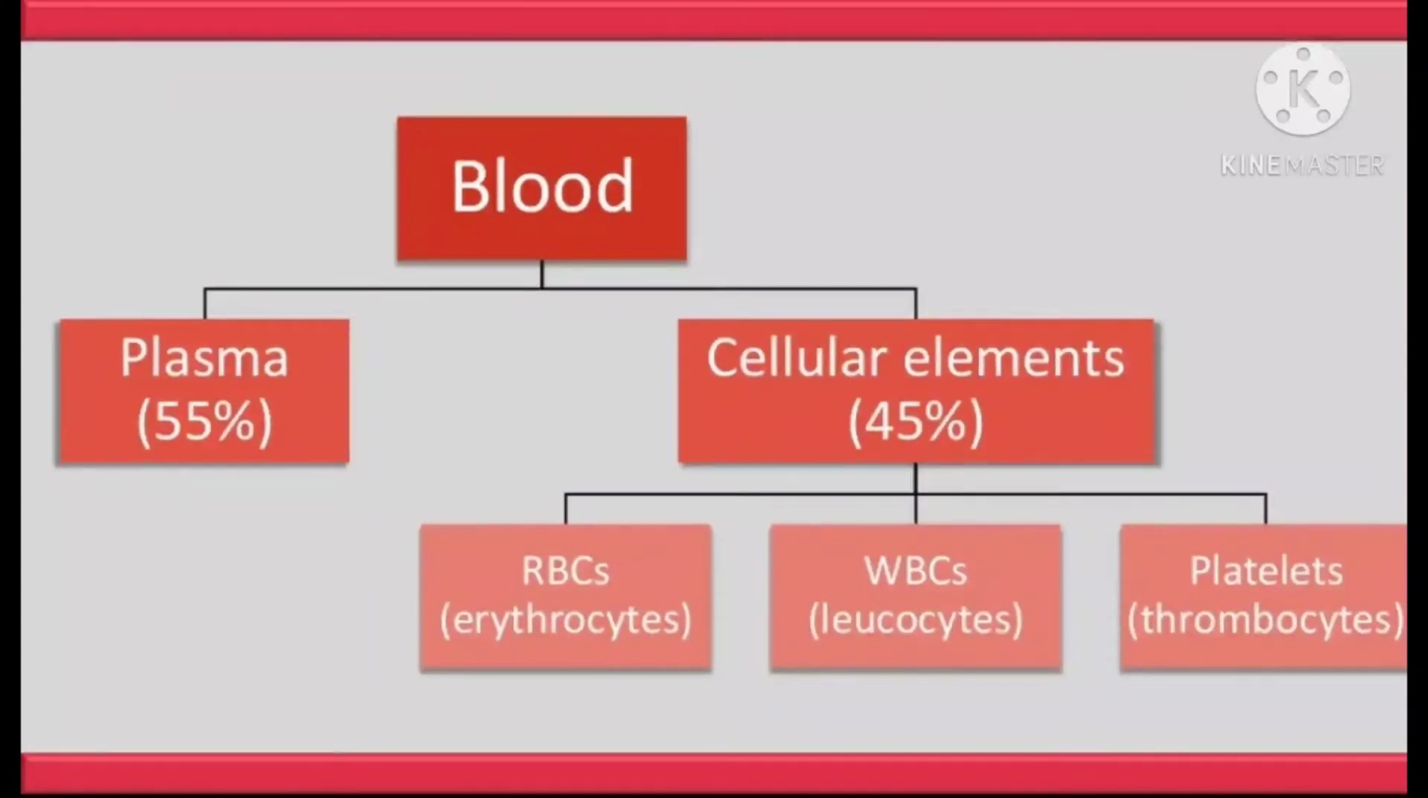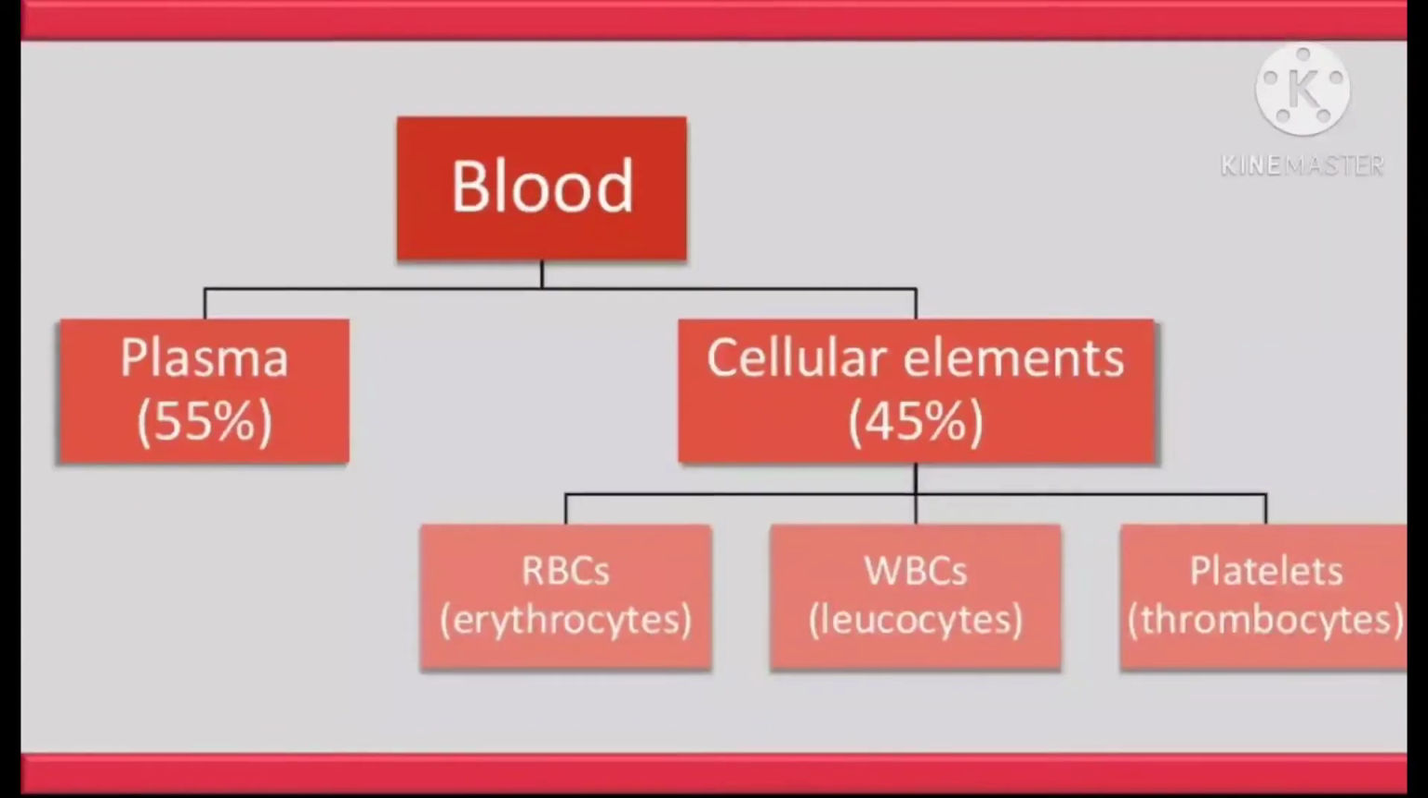So here you can see blood is made up of two things. The one is your plasma and the second one is the cellular elements. So basically here you can see plasma is the liquid part which is yellow in color, and in this plasma all the cellular elements are suspended.